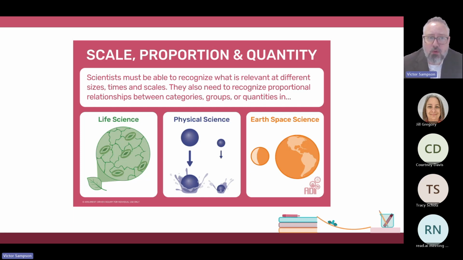We also think about proportional relationships, not just absolute, one-to-one kinds of things. Thinking about how this affects this, or this is divided up between categories or groups, right? But you see scientists thinking and talking about scale, proportion, and quantity throughout the different disciplines.